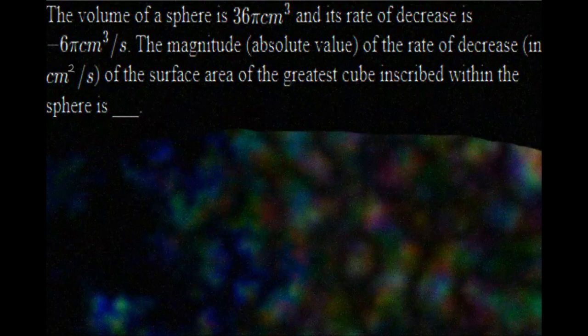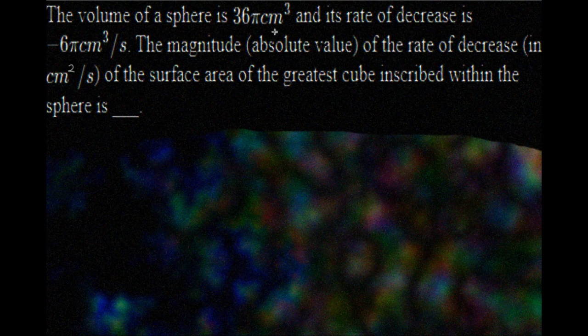So the question we're given is: the volume of a sphere is 36 pi centimeters cubed and its rate of decrease is negative 6 pi centimeters cubed per second. The magnitude of the rate of decrease, in centimeters squared per second, of the surface area of the greatest cube inscribed within the sphere is. So we're asked to find that and they've already given us the unit. So we just need to find a number.